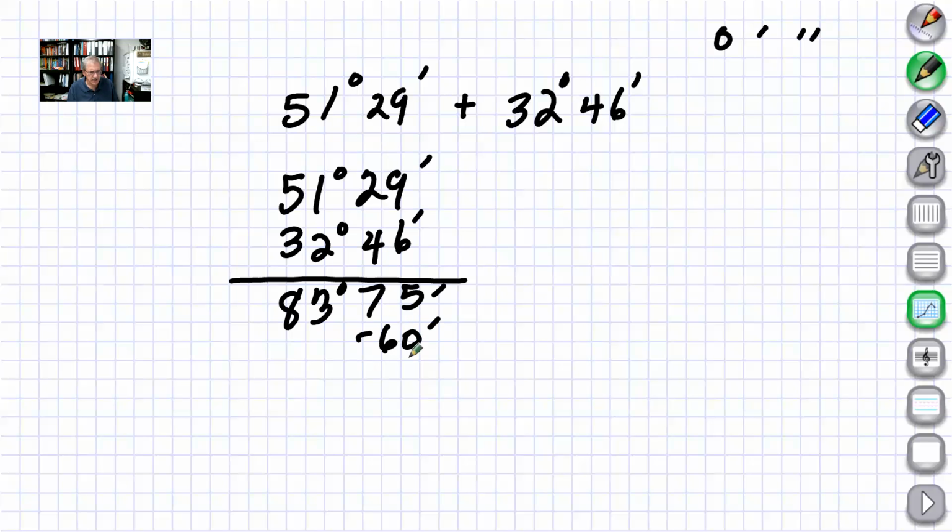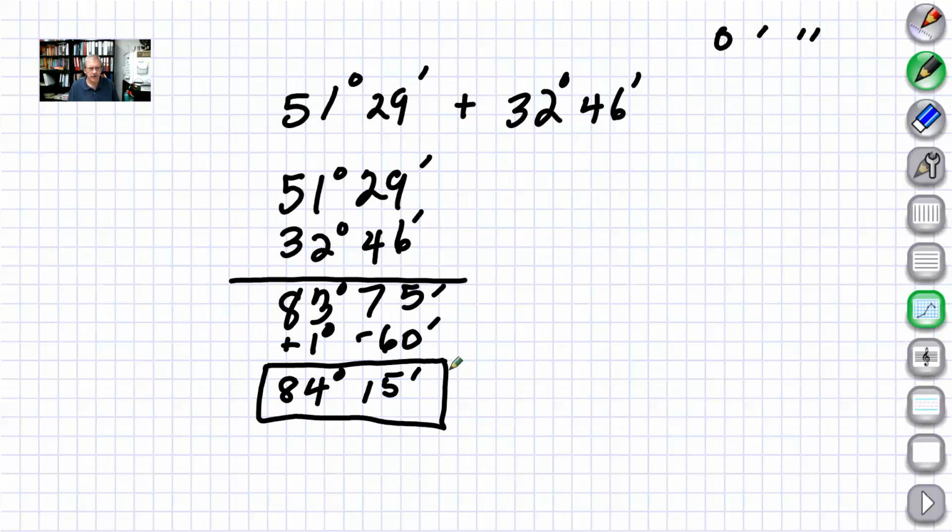So we're going to subtract off 60 minutes, reduce this by 60 minutes. But because we're taking away here, we're going to add another degree here. So 1 degree is 60 minutes. We're adding to the degrees, but taking away from the minutes. And so this gives us 84 degrees and 15 minutes. Now we have the problem solved. We want it in this form because this is reduced form. If you leave it in the other form, obviously it's not going to be correct.